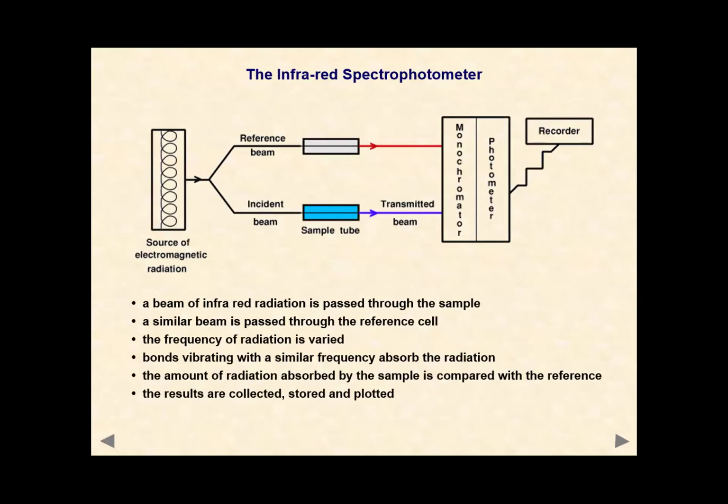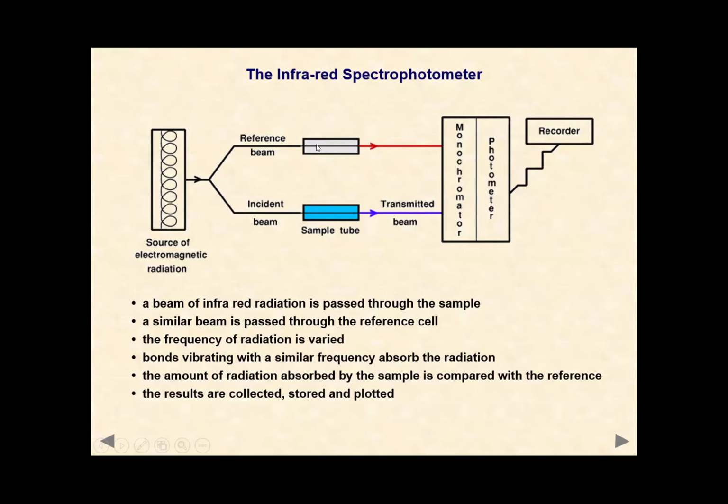In your syllabus, the diagram is not included, but I just wanted to show you so that you get an idea of how infrared spectroscopy works. If you look at the picture, towards the very left side is the source of electromagnetic radiation. Which type of radiation would be used? Infrared radiation. Now you can see two rectangles. The bottom one is the sample tube and the upper one is the reference beam.